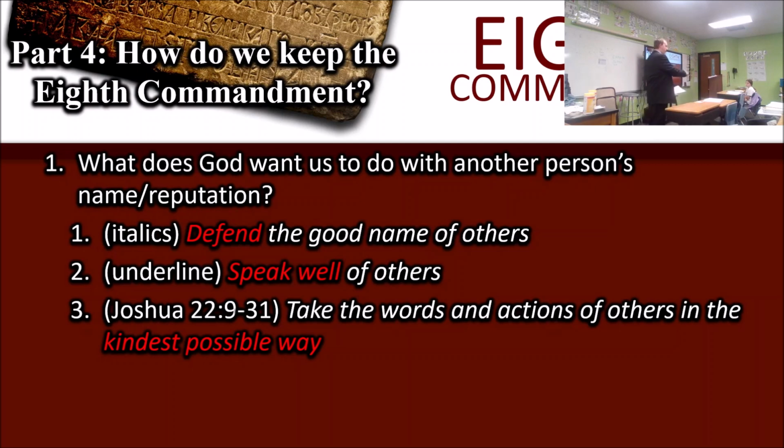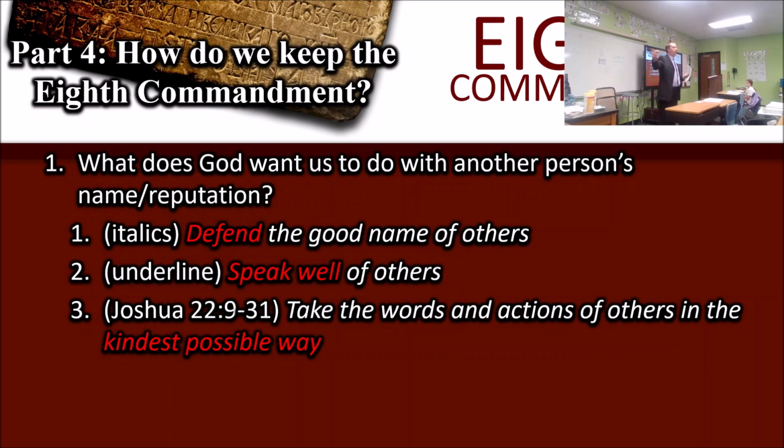Well, now we're 7 years later. That military campaign has come to an end. Those 2.5 tribes are going to go back over the Jordan River and establish their homes. But before they cross the Jordan River, they make this really big honking altar.